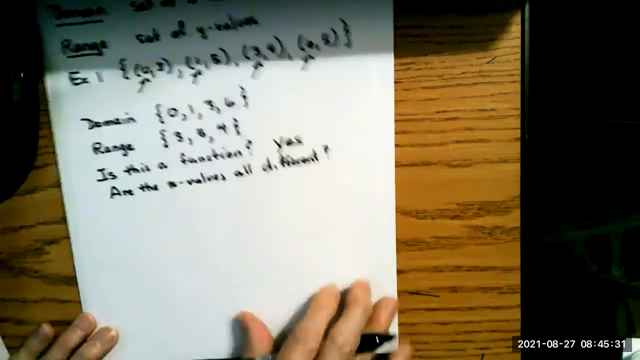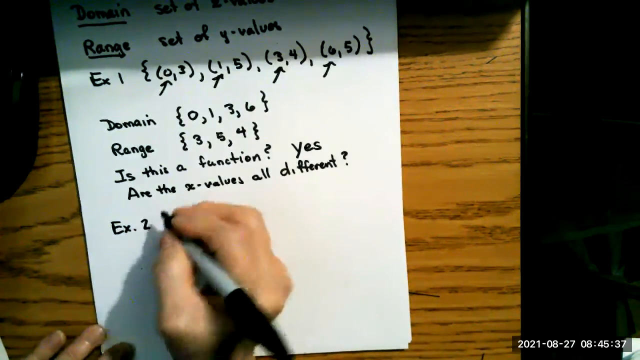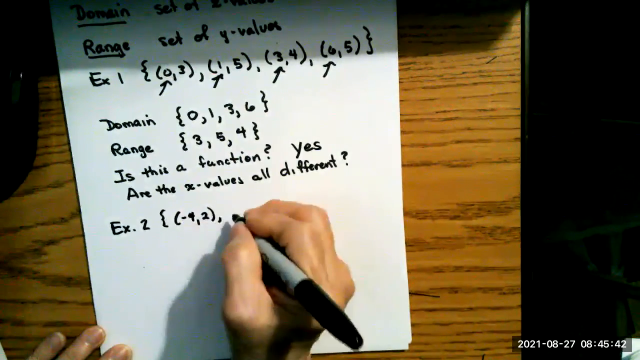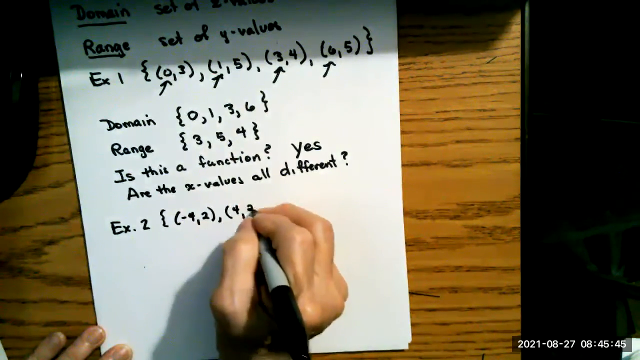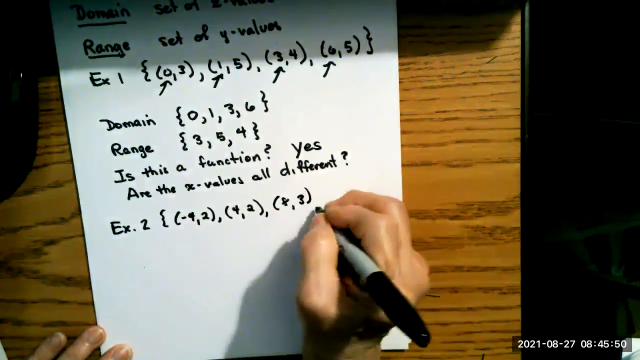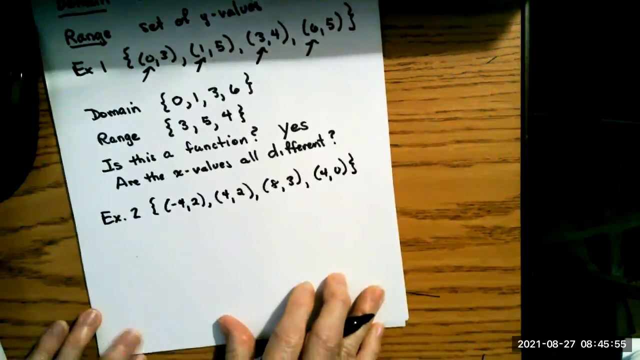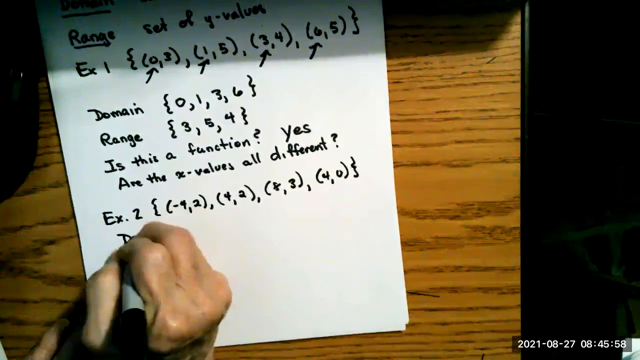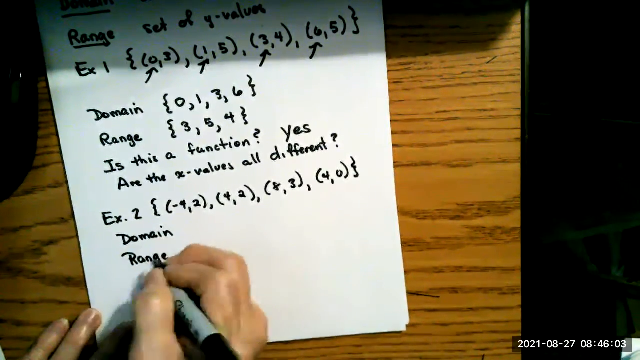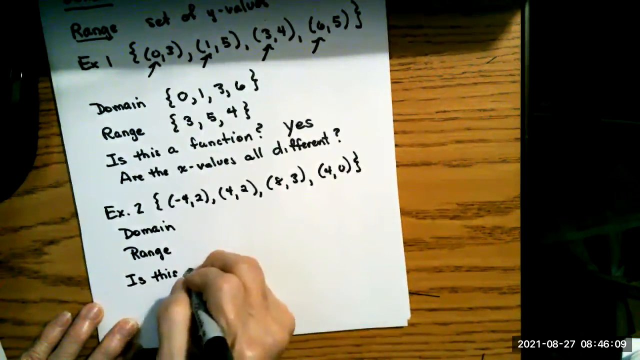Now let's do another example and we'll do the same thing. Example 2. We have another set of ordered pairs. Negative 4, 2; 4, 2; 8, 3; and 4, 0. And they want to know what is the domain and what is the range? And is this a function? Those are the 3 questions that they will ask.